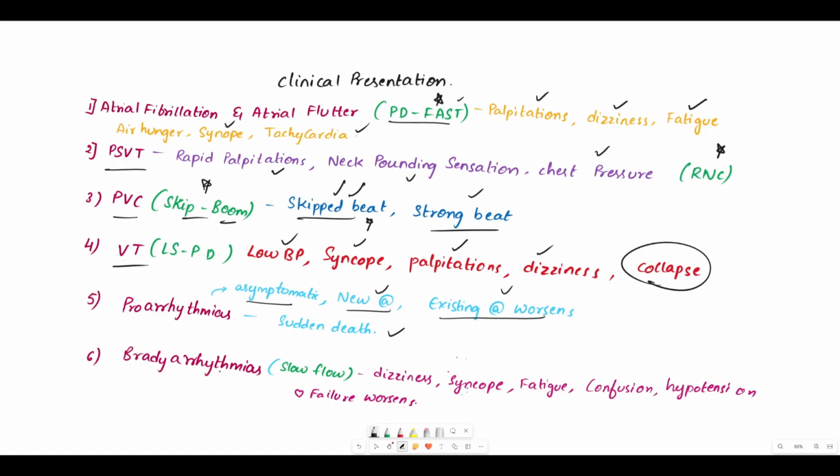And the last one is bradyarrhythmia. It's like a slow flow. First it will enter into dizziness, then syncope, then fatigue, confusion, hypotension. Finally, the heart failure worsens.